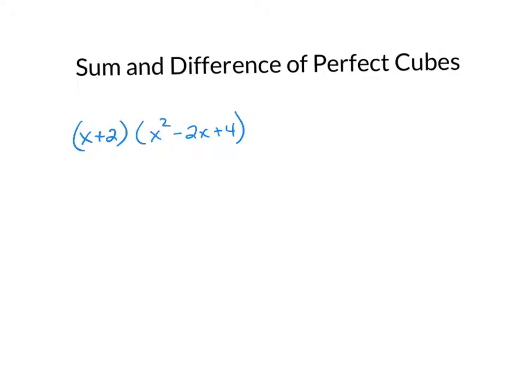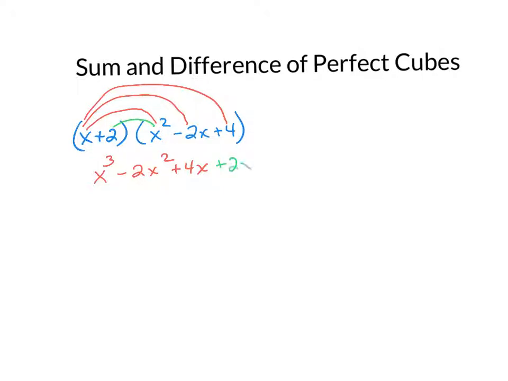I'm going to use the distributive property to multiply this myself. So I'm going to multiply x times every term in that second set of parentheses. X times x squared gives me x cubed. X times a negative 2x gives me minus 2x squared. X times 4 gives me plus 4x. Then I'm going to multiply the 2 times everything. So I get plus 2x squared, minus 4x, and plus 8.